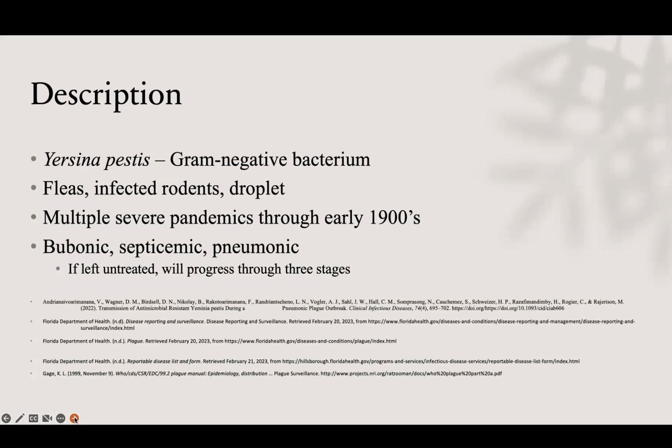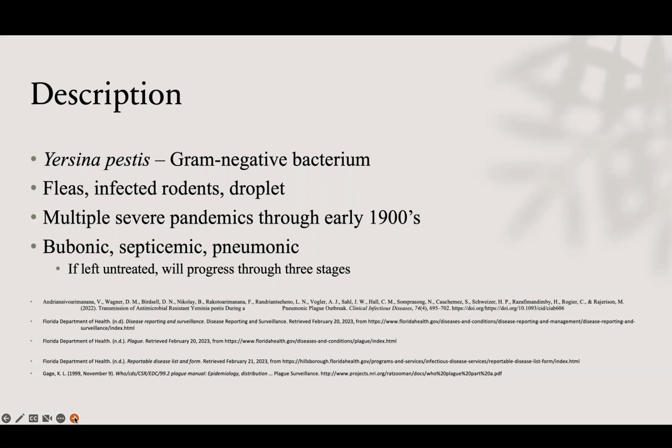What is plague? Plague is an infectious disease caused by a gram-negative bacterium, Yersinia pestis. This bacterium is typically seen in fleas and rodents like rats, which are one of the main vectors for transmission. Plague can also be spread by droplet. This bacterium was known to cause many pandemics throughout the early 1900s, with the last being in Los Angeles, 1924.